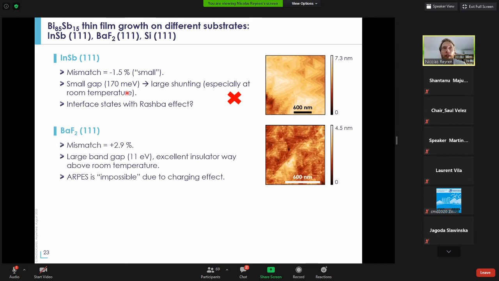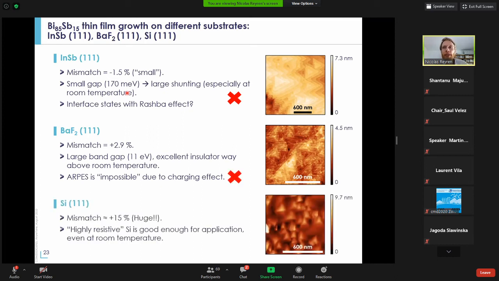We also considered the barium fluoride substrate. Here, the mismatch is a bit larger, but still reasonable. The advantage is that the band gap is huge, 11 electron volts. So it's an excellent insulator, even way above room temperature. But ARPES was nearly impossible due to charging effect. In fact, we were depositing grids of metals, for example, on the substrate in order to follow the growth, but it was impossible.